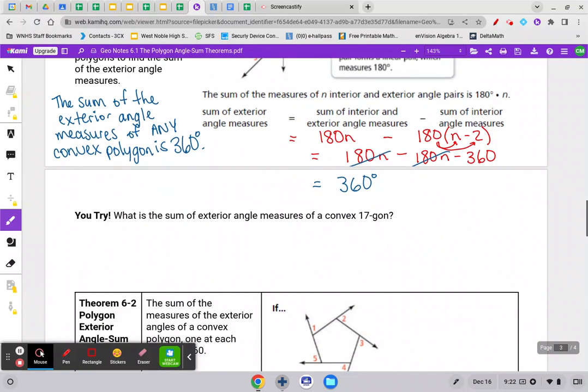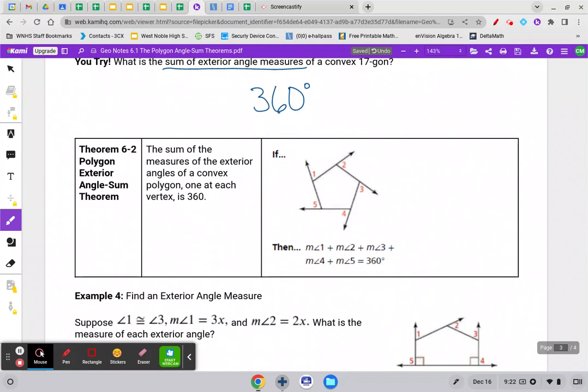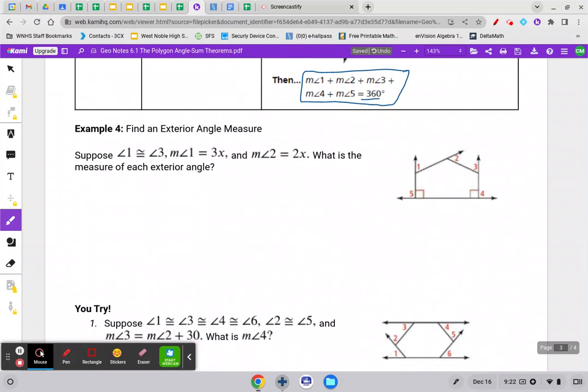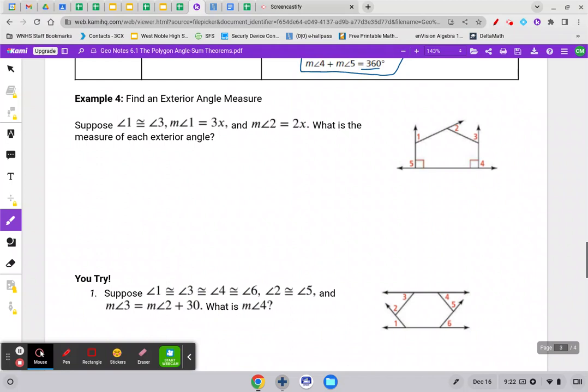So that you try, what is the sum of exterior angle measures of a convex 17-gon? Well, for any shape, the sum of the exterior angle measures is always 360 degrees. Super simple problem. So down here, we have our theorem, polygon exterior angle sum theorem, where you just add the exterior angles and they equal 360. So we're going to use this information for example 4 and the you try, and then that will be the end of notes. So we're going to find an exterior angle measure.